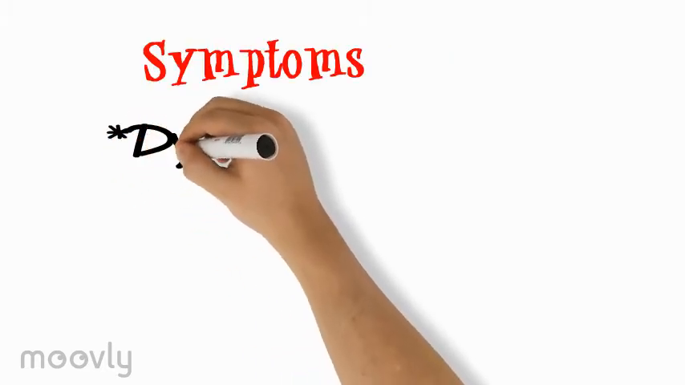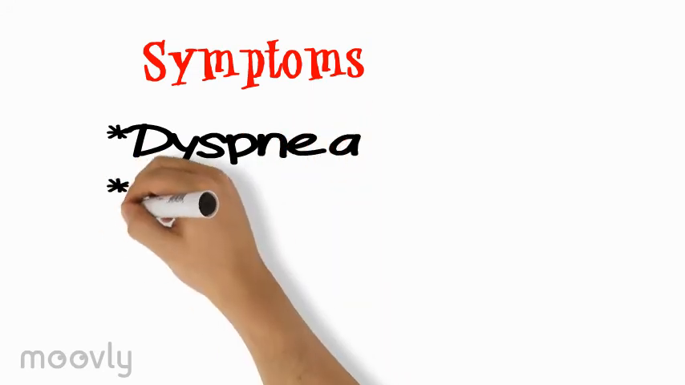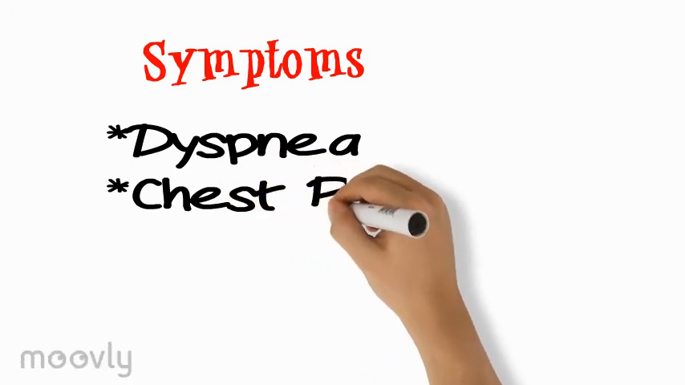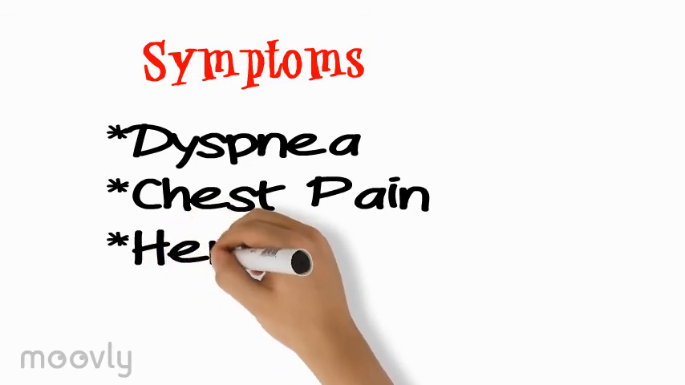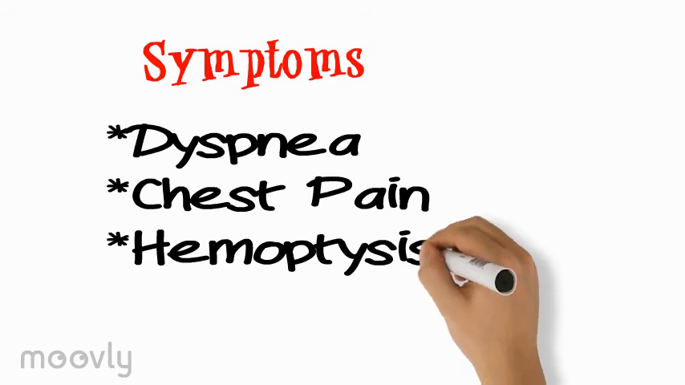Symptoms include dyspnea, which is due to the airway obstruction, and chest pain. Tumors like adenocarcinoma that involve pleura cause chest pain. Hemoptysis. The blood comes from the new vessels created by the tumor, which are leaky and easy to rupture.